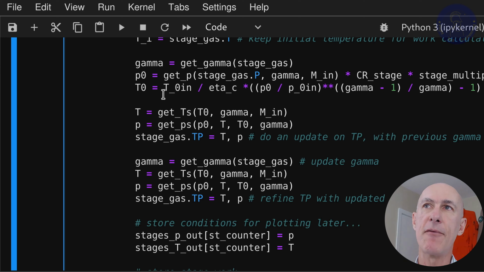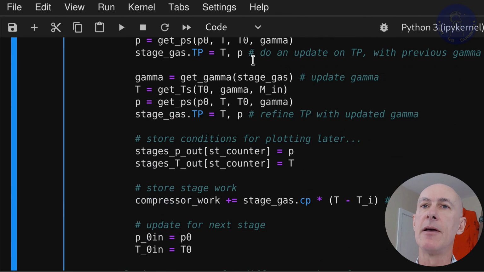We get the static values and update the stage gas. So this is what we're getting, the static values, to update the stage gas with the temperature and pressure that result from that. Then we recalculate the gamma here, because the temperature and pressure have changed. And this is also because here we have a chicken and egg dilemma. To get the new static temperature and pressure, we need the gamma, but we only have gamma if we update the gas with the static pressure and temperature.